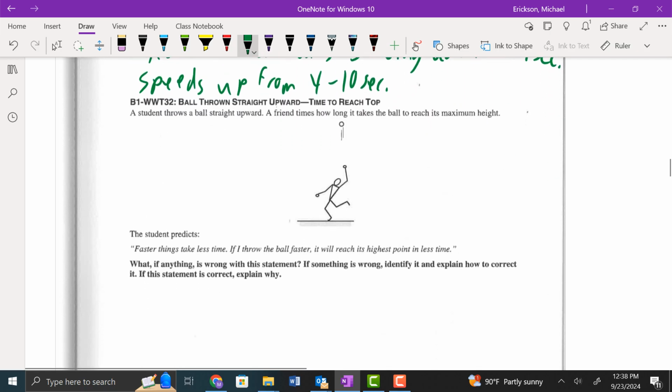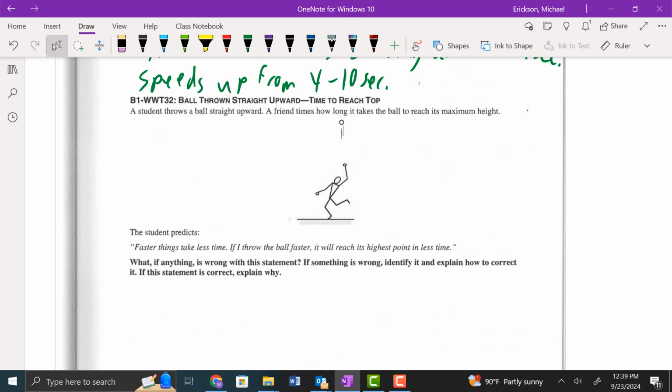All right, next problem. A student says, faster things take less time. If I throw the ball faster, it will reach its highest point in less time. So what this is saying is I throw a ball, it takes some time to reach its max point. So I measure how long it takes. And they say if you throw the ball faster, it'll reach its highest point in less time.